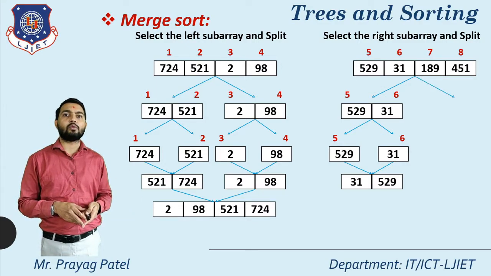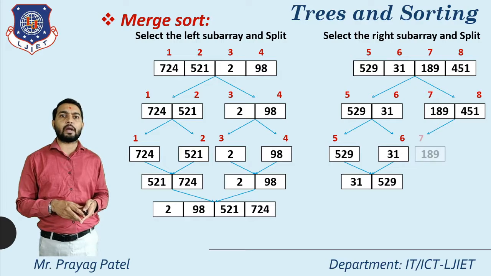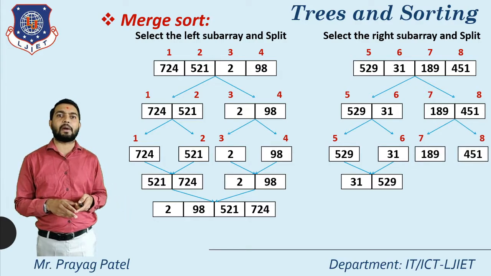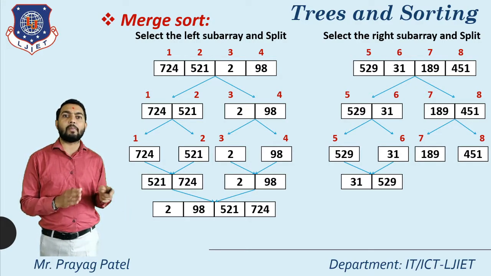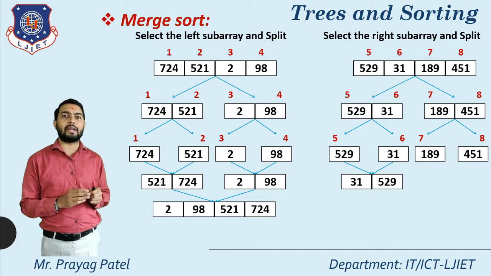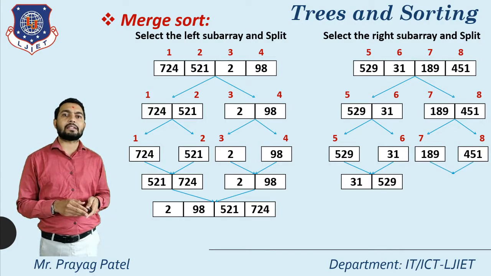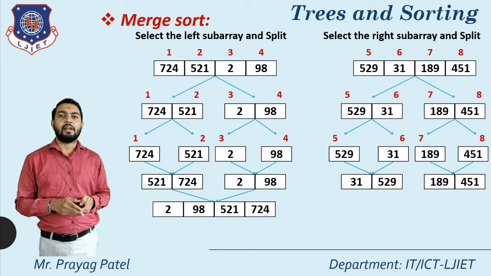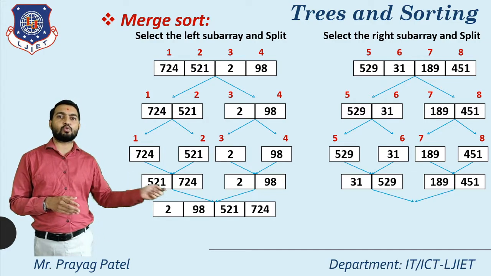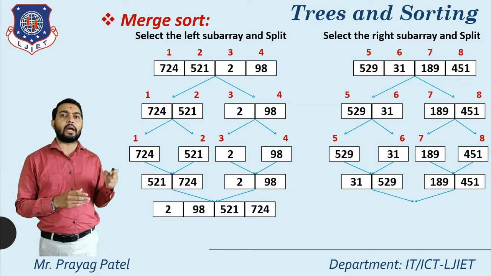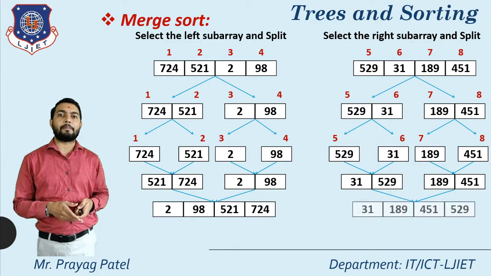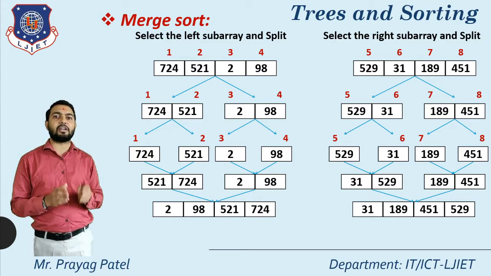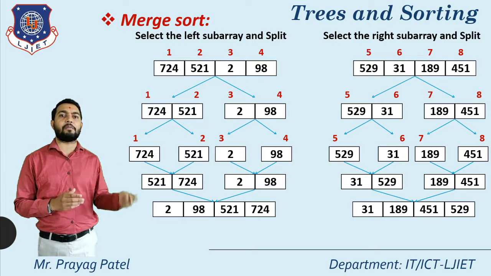After that, we divide 7 and 8 into two parts, 7 as the left and 8 as the right part. Now we combine these two elements, because all the elements are individual elements. So the combination is 189, then 451. Now we combine these two sublists, 31, 529 and 189, 451. After combining, the resultant list is 31, 189, 451 and 529.